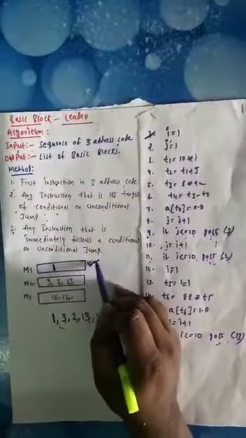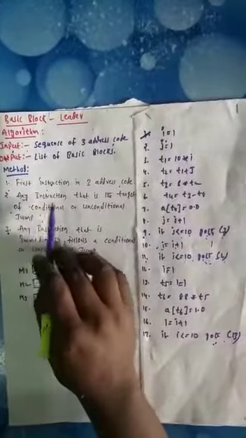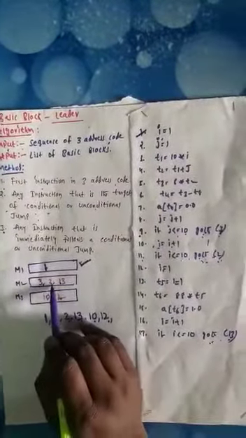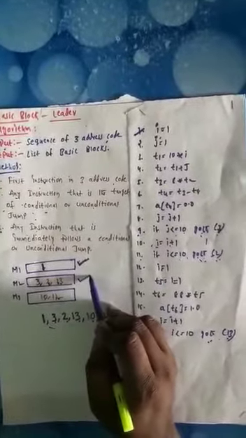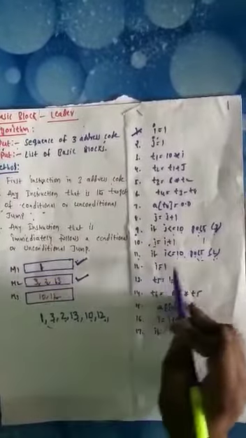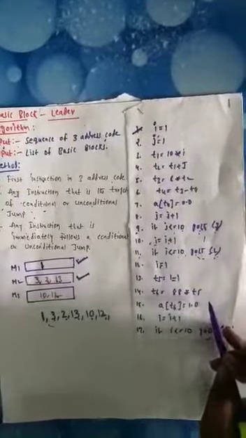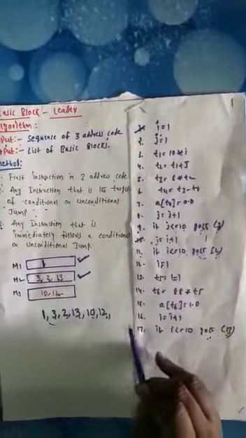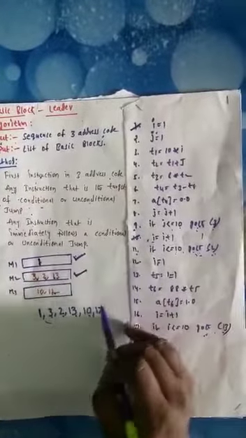By using method 1, we can get one leader, and by using method 2, go to 3, go to 2, go to 13. By using method 2, we can acquire 3 different types of leaders, and by using method 3, the instruction that immediately follows. So 10 and 12 are the leaders.